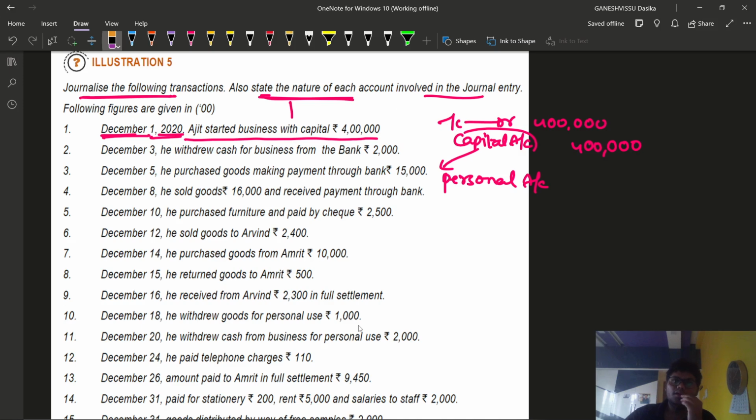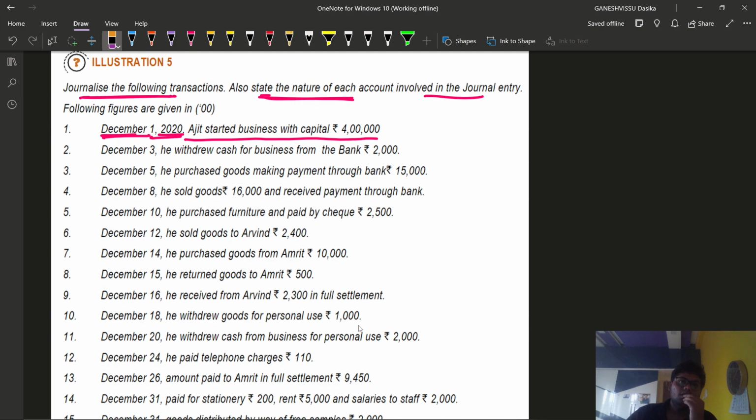I'll explain once again what the entry would be and why we are writing this entry. Whenever the proprietor is bringing the cash, we are not going to record his name directly into our books, as he is the proprietor of the business. We are going to write capital account in place of the proprietor's account, as he is the giver to the business. According to the personal account rule, debit the receiver and credit the giver. As Ajit is the giver to the business, we are going to record capital account on the credit side. So to capital account.